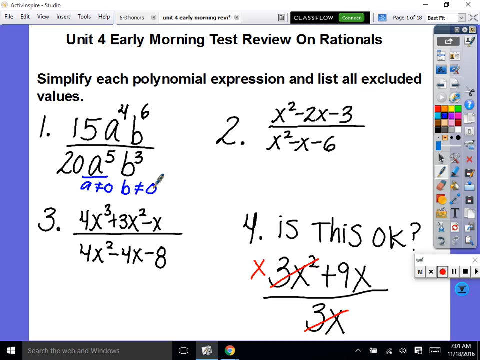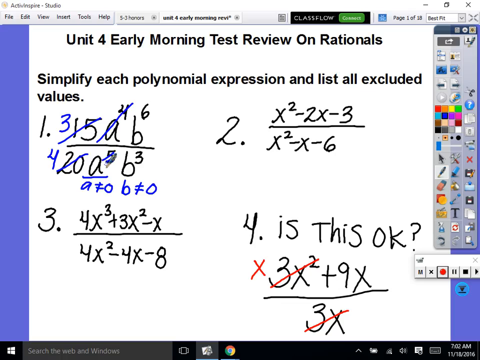So 15 over 20, they both divide by 5, correct? Or if you have a calculator, you can just do 15 divided by 20, math, enter. So this is 3 over 4. All right, and then A to the 4th over A to the 5th, it's just A, correct? When you divide, you subtract your exponents, always top from bottom. There's 5 A's on bottom, 4 A's on top. So make sure when you divide those out, that's an A on bottom. Put it in the correct spot.